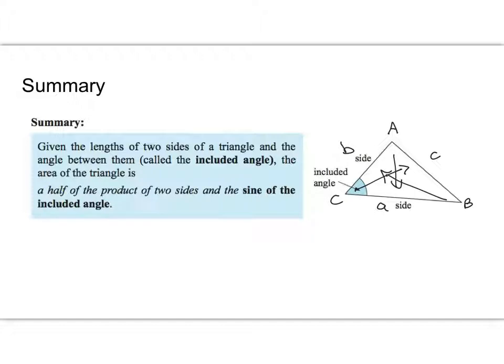If we are given the length of two sides of a triangle, in this case it would need to be A and B, and the angle between them, that's called the included angle, angle C. So we have side, angle, side. The area of the triangle is 1/2 the product of our two sides, AB, times the sine of the included angle.